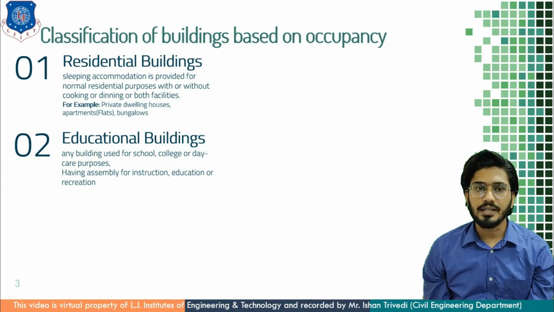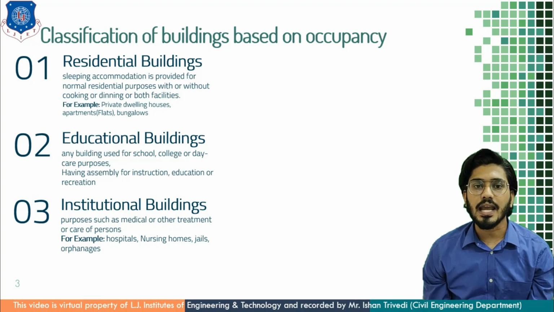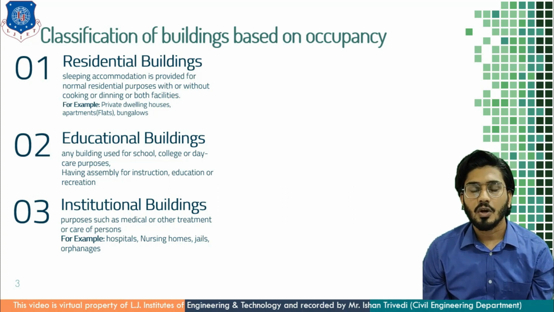Next is educational buildings. This shall include any building used for school, college or daycare purposes involving assembly for instruction, education or recreation. Third is institutional buildings. These shall include any building or part thereof which is used for purposes such as medical or other treatment, or care of any person suffering from physical or mental illness or diseases, or care of infants, in which the liberty of inmates is restricted.